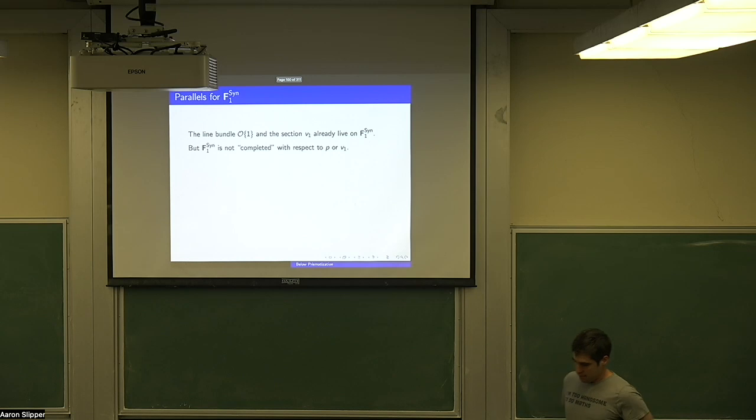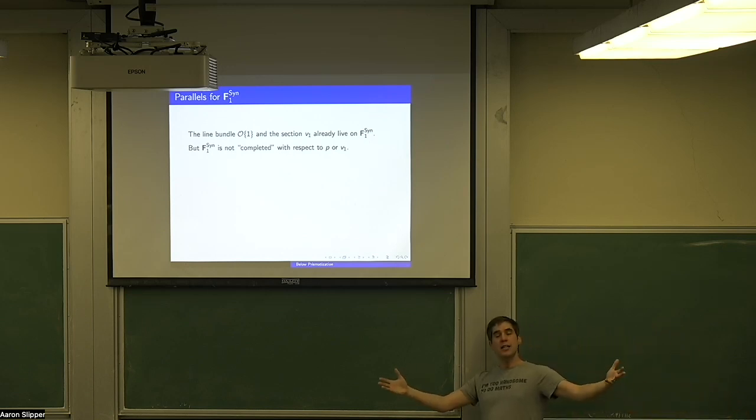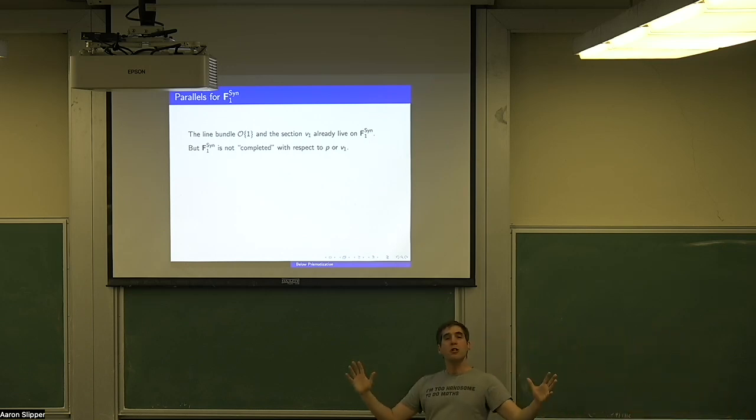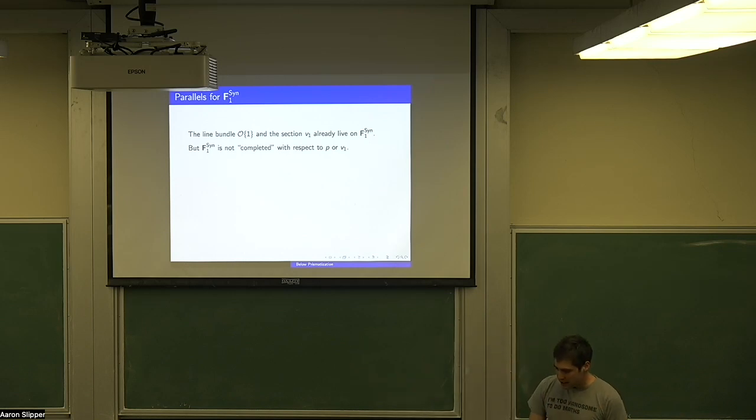But unlike the VP syn, this object F1 syn that I'm going to introduce is not completed in any direction. It's not p-adically complete. It's not V1-adically complete when you reduce mod p. You can introduce those completions if you want, and we will want to a little bit later, but you're not forced to. The definition already makes sense at an uncompleted level.